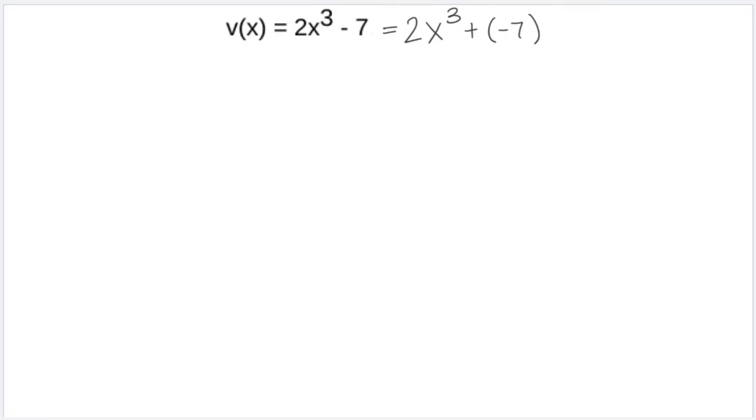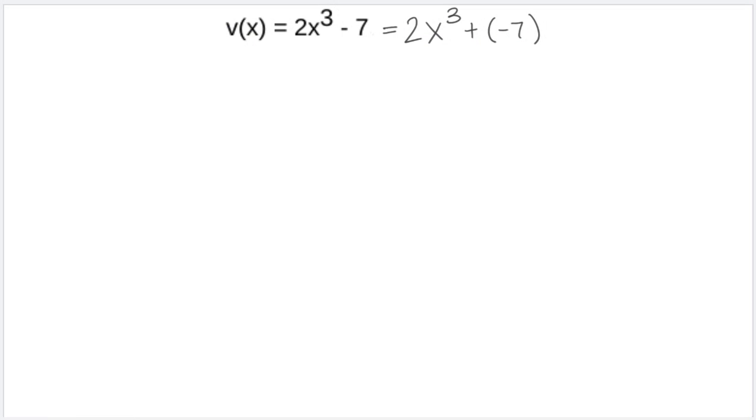So here we're given the function v of x is equal to 2x cubed minus 7. Because we love the properties of addition and multiplication, and not so much the properties of subtraction and division, because addition and multiplication are commutative and associative, I've gone ahead and rewritten this function as 2x cubed plus negative 7, so that way we're only working with multiplication and addition.